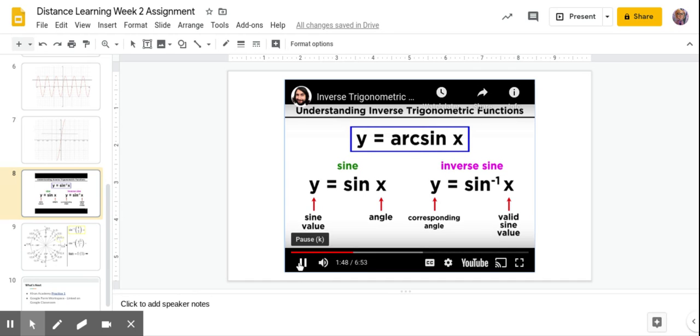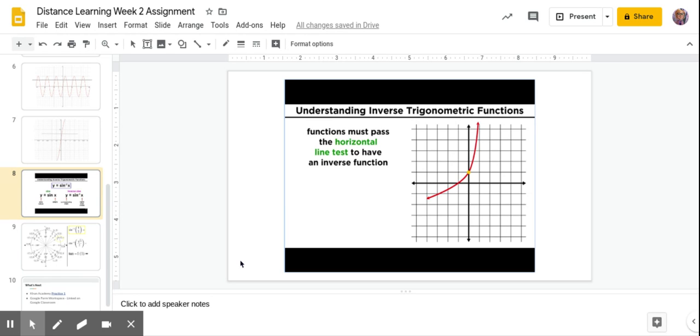Inverse sine can also be represented this way, as arc sine x. So I want to say that again. When we evaluated just sine, the x value, or the theta value as I used in class, was the angle. So you input the angle and you get the value out. When it's the inverse, you put in the sine value and you get the angle out. So you just flip where the angle is.